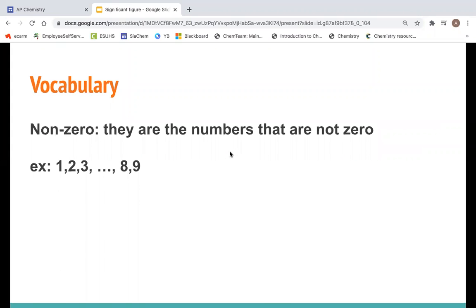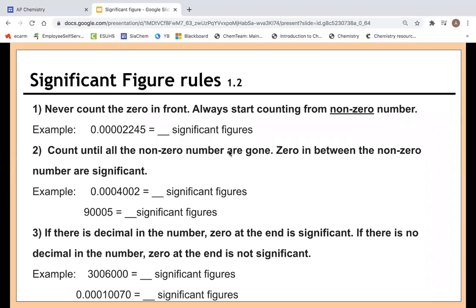Okay, so vocabulary: the non-zero numbers. Those are basically the numbers that are not zero. So 1, 2, 3, 4, 5, 6, 7, 8, 9. Significant figure rules. Okay, so there are 3 rules you have to remember. They all have to do with the non-zero numbers and the zeros and also decimals. So let's get started.